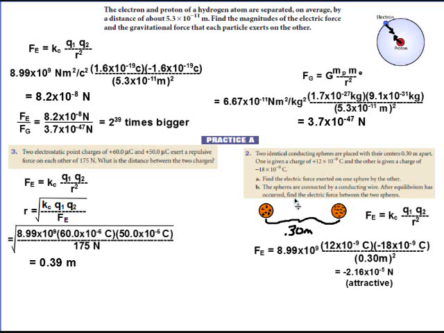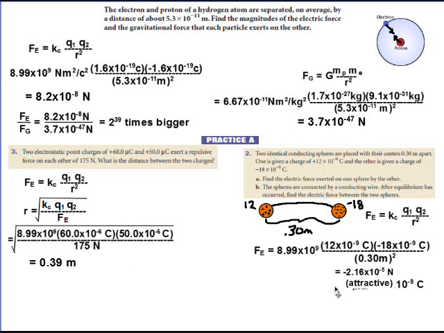Now this next part: if I connect these two spheres with a conducting cable, let's say I run a cable from these two and connect them electrically. After equilibrium has occurred, find the electric force between the two spheres. What's going to happen here, because I have a positive 12 nanocoulomb charge here and a negative 18, is that there is a difference in charge. Electrons are going to move between them until we get equal amounts of charge on each object. That would be what occurs when they reach equilibrium.